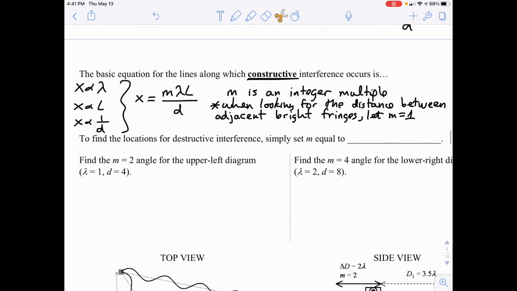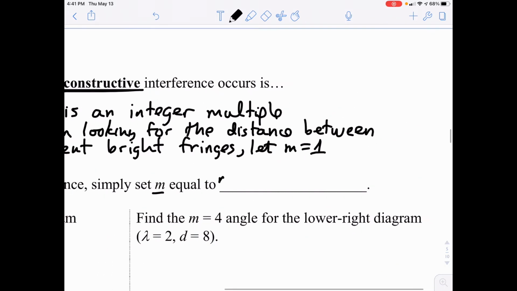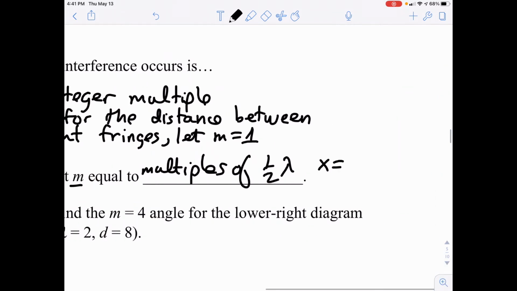Okay, now to find the locations of destructive interference, you really use the same equation, but you set m equal to multiples of 1/2 lambda. So the equation becomes x equals m plus 1/2, lambda L over D.